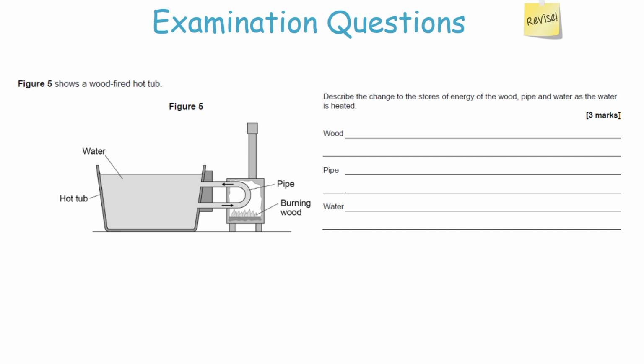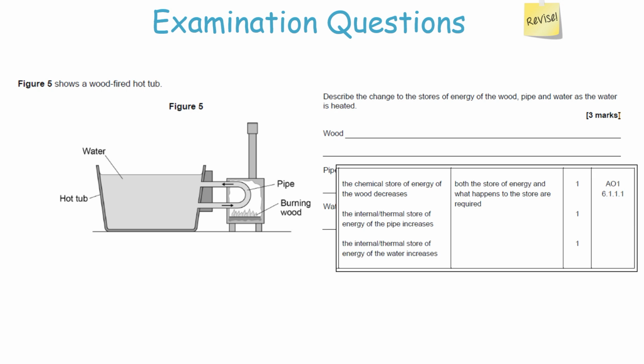Right, well, it's very important you can talk about the changes in energy store in a situation for a particular system. So what do we know? Well, firstly, the wood's chemical energy store is going to decrease. Why is that? Because the wood is being burnt, so the energy is being transferred from the wood to somewhere else. The second thing is that the internal or thermal energy store of the pipe increases because the pipe's being heated up by the burning wood. And then thirdly, the hot pipe is going to heat the water, so therefore the thermal energy store of the water will also increase.